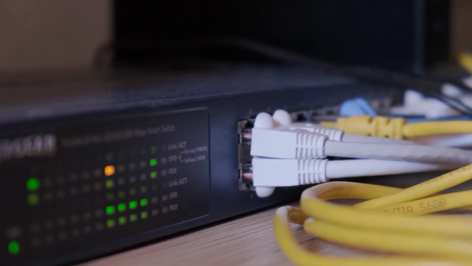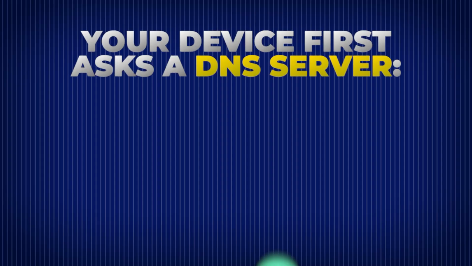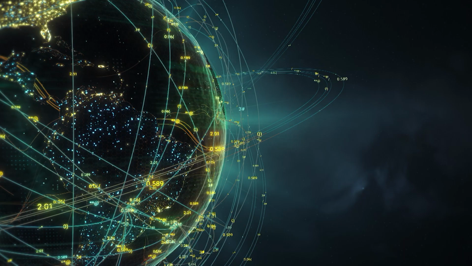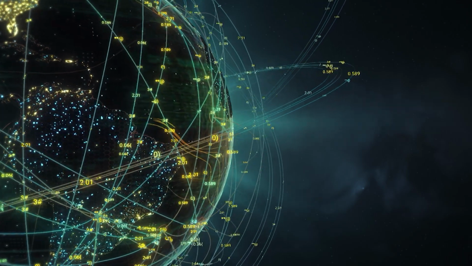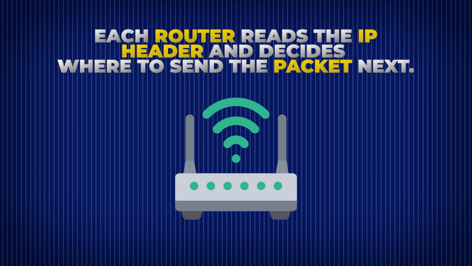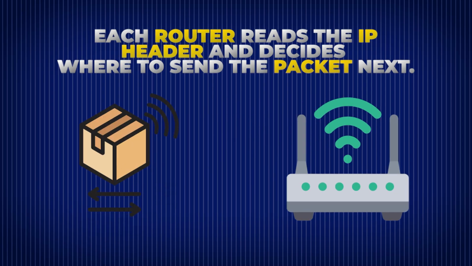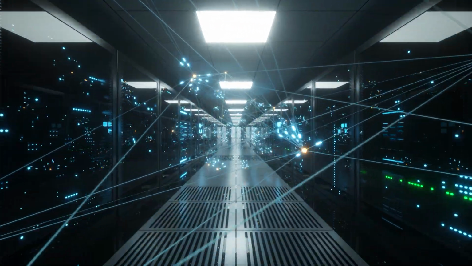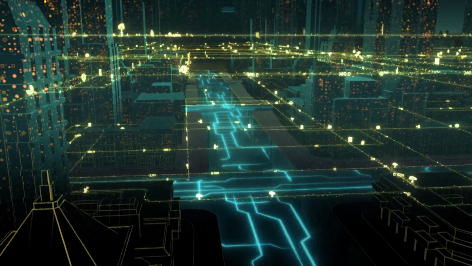How routing works with IPs. When you click a link, your device first asks a DNS server, "What's the IP for this domain?" Once it has the IP, your request is routed through a series of networks. Each router reads the IP header and decides where to send the packet next. Eventually, your request hits a data center. The server responds, and the data travels all the way back to your device.